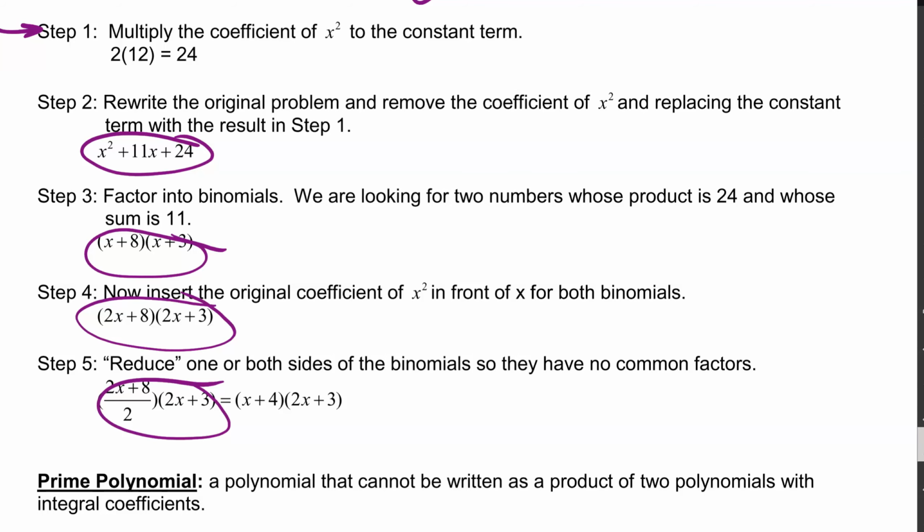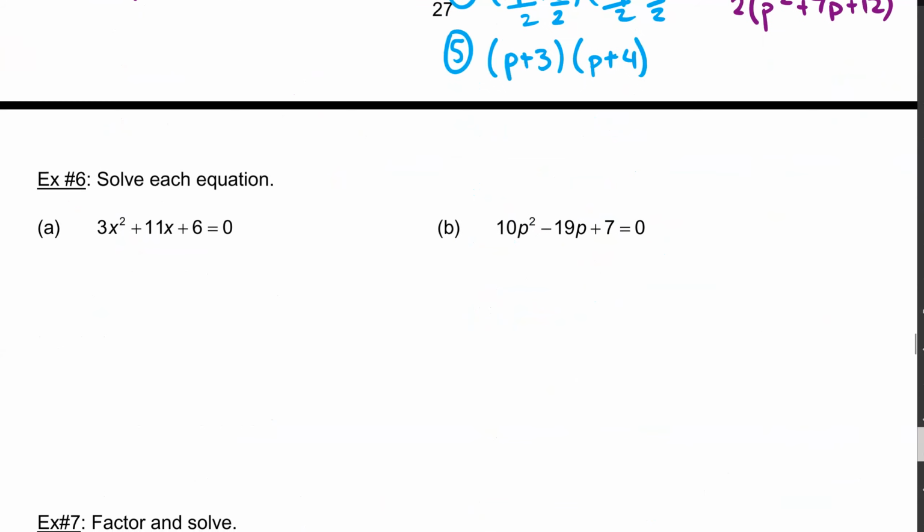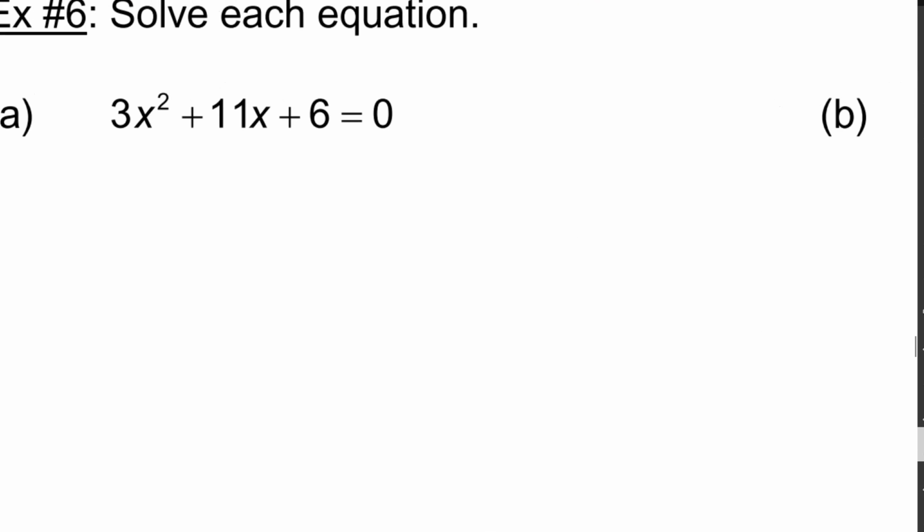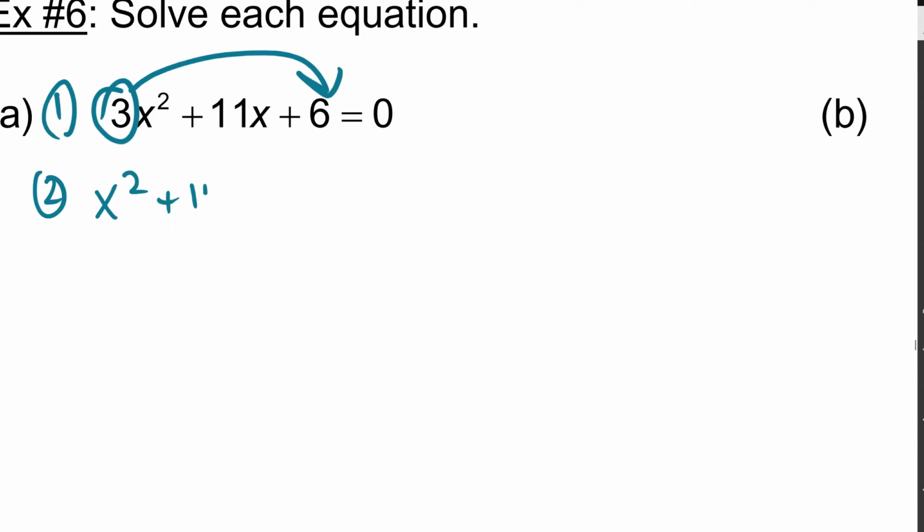Okay, cool. Let's go through it. Solve each equation. Oh my gosh, there's a coefficient in front of x squared other than 1. So let's use what we were just learning. I'm going to take the 3, this is the first step, and multiply it by the 6. Now I rewrite my equation.